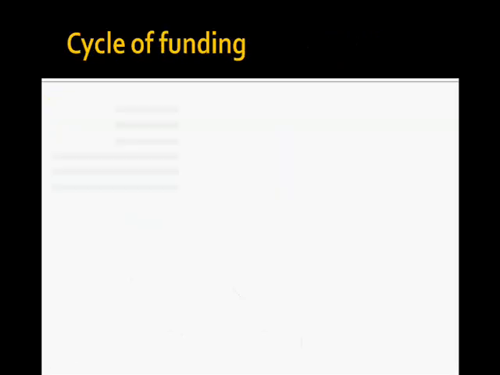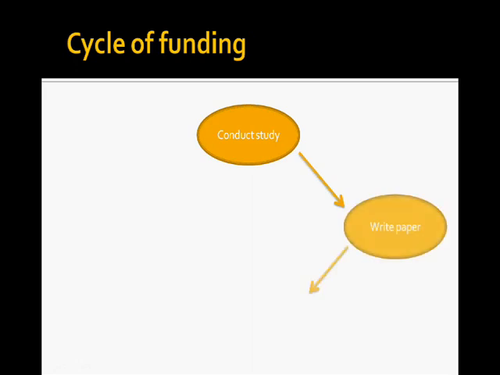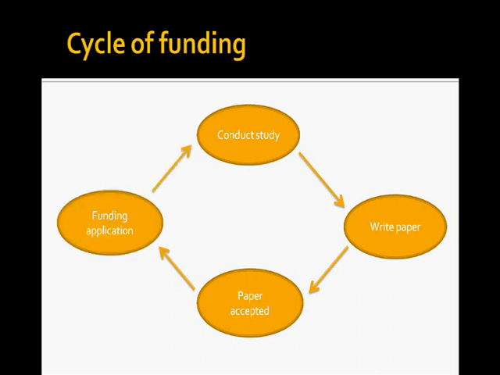Okay, so how is this whole process funded? Well, there's something called the cycle of funding. And just to reiterate, it starts off with conducting a study, writing a paper accepted by a journal, and you can then use that paper to support a funding application. You then get some more money, and the process begins again. It goes round and round and round.